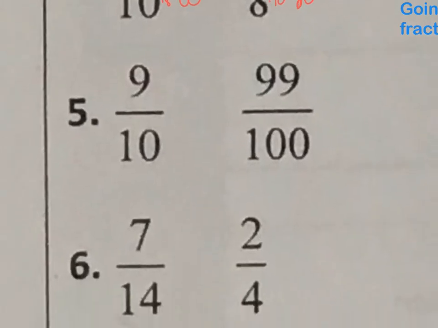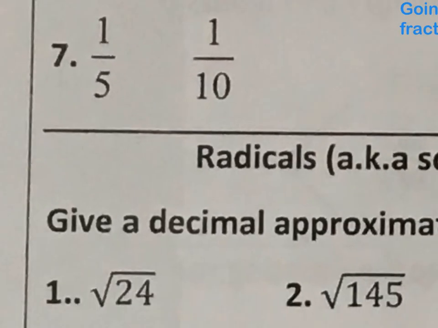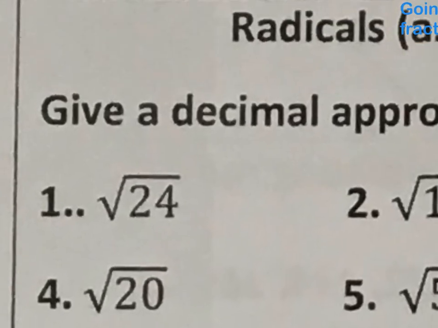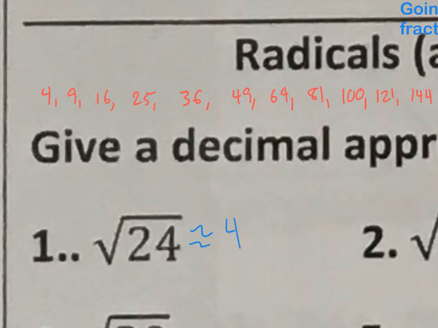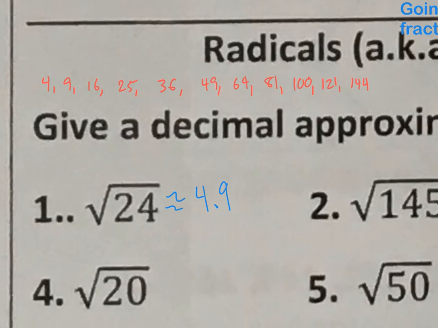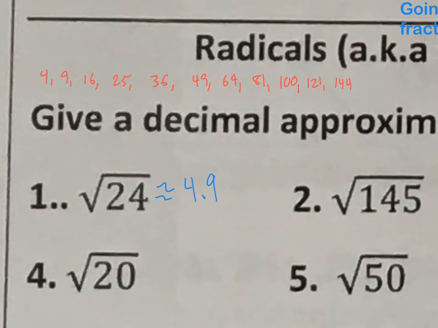Anyway, let's jump to the decimal approximation of radicals. Now, in order to do this, the best thing to do is to write down a perfect square number list. And once you have this perfect square number list, it'll help you out, because if you think about the square root of 24, that's going to be a little bit less than the square root of 25. So the square root of 25 is 5. A little bit less than 5 would be what? 4.9. So you need that perfect square number list to be able to approximate these radicals.